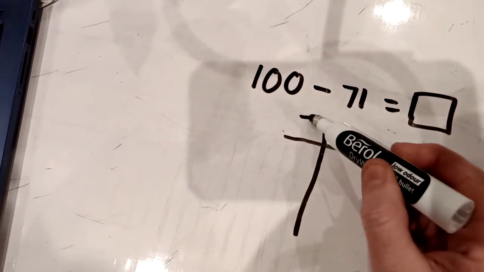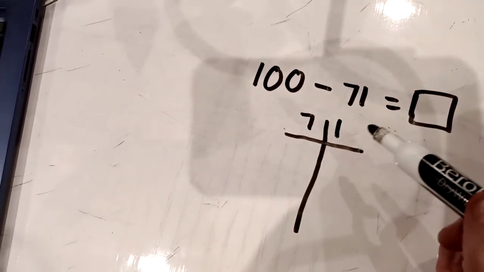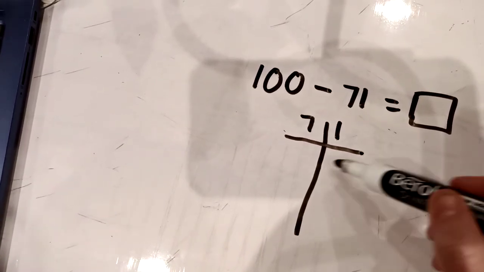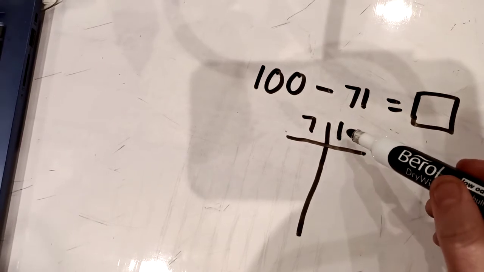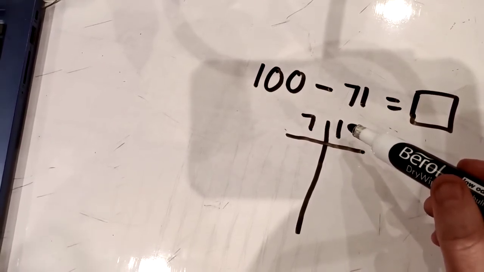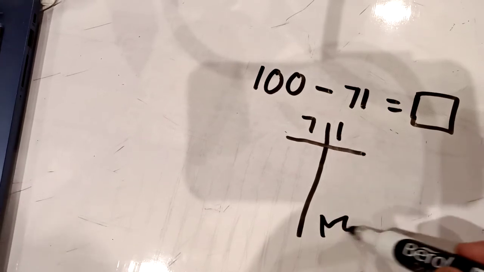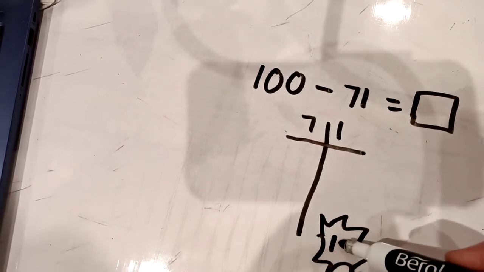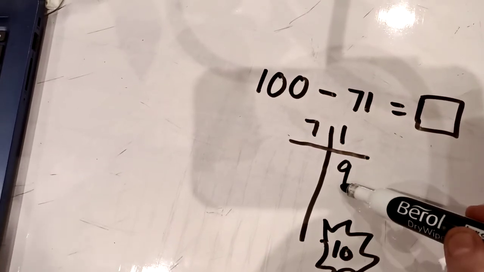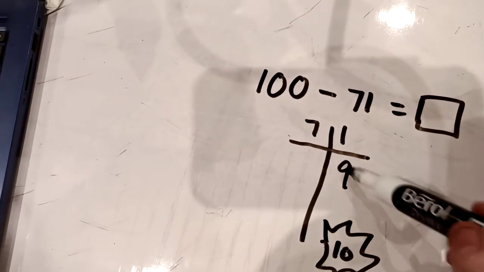So we put the 71 there, don't we? Do you remember this? Oh, I remember now. You ask here, what goes with 1 to make 10? Because this side you are making 10. So what goes with 1 to make 10? It's 9.